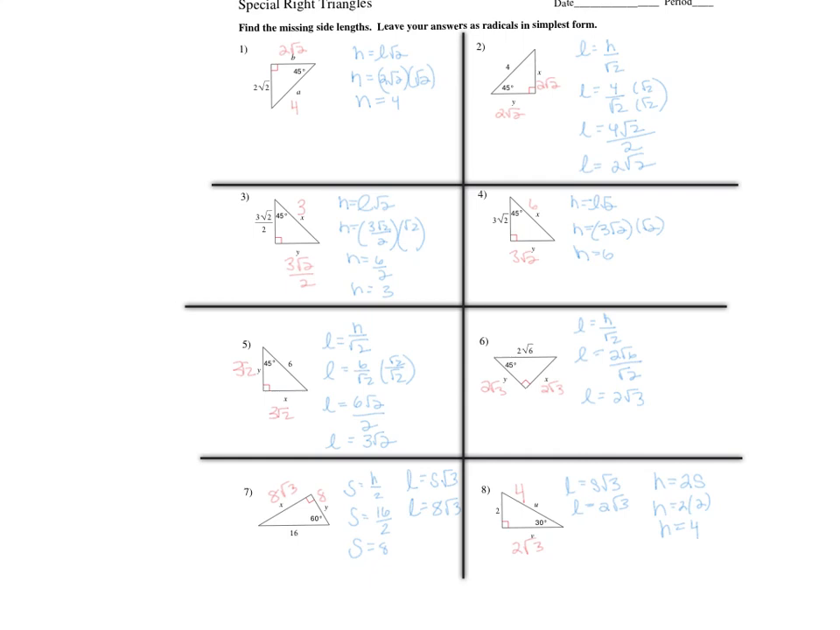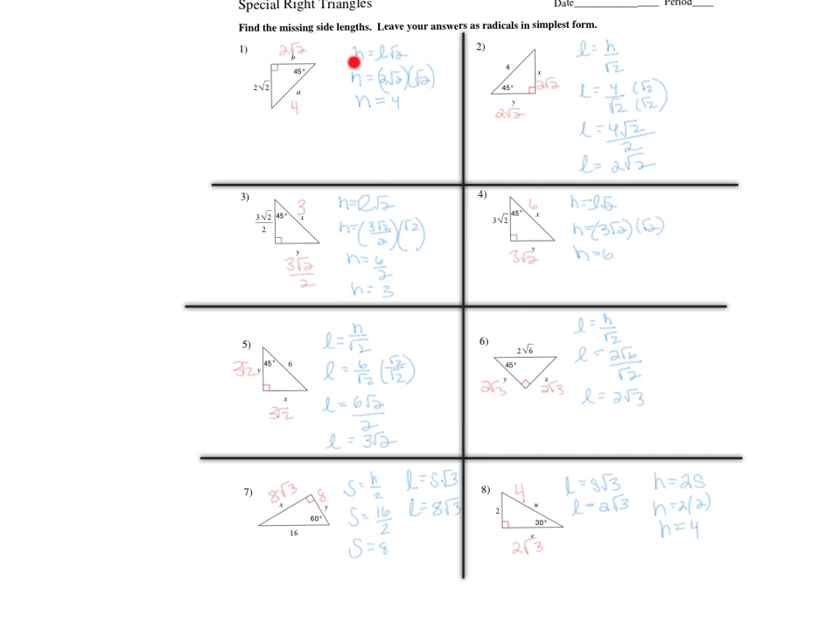Alright, so in this video we are looking for the missing sides of triangles that are special right triangles. So either 30, 60, 90 or 45, 45. So we look at number 1 here. Number 1, we are given that this is a 45, 45, and we are given the leg, and so we automatically know the other leg here.